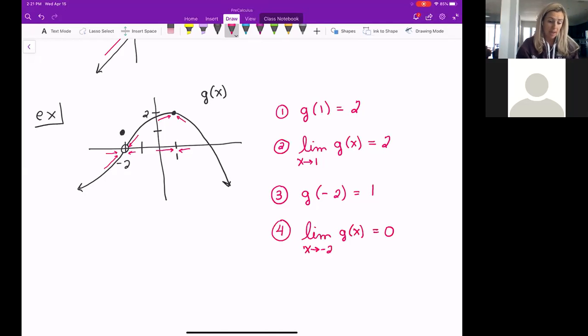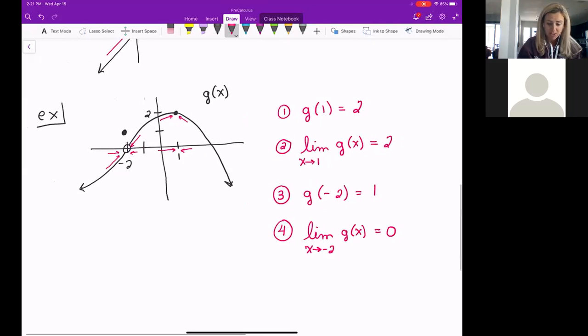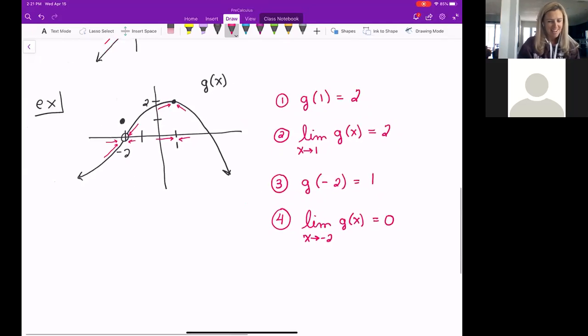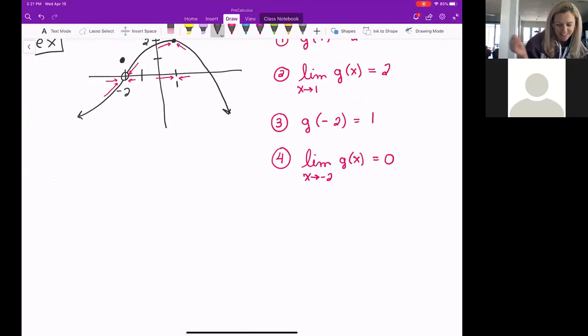Let's look at this if we had like a table. So there's some things your calculator can do, which you probably didn't know. I love teaching you new things about your calculator. So one of the things that your calculator can do, which I know you already know, is it can do a table of values.